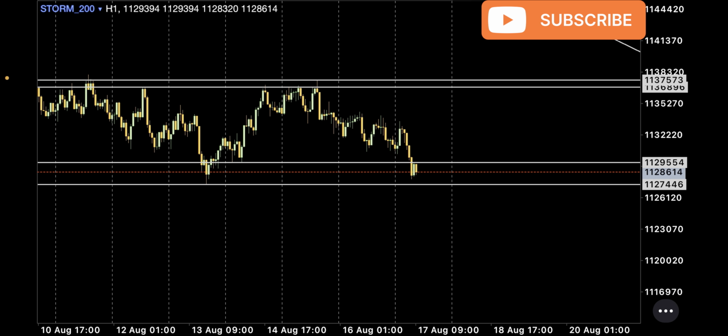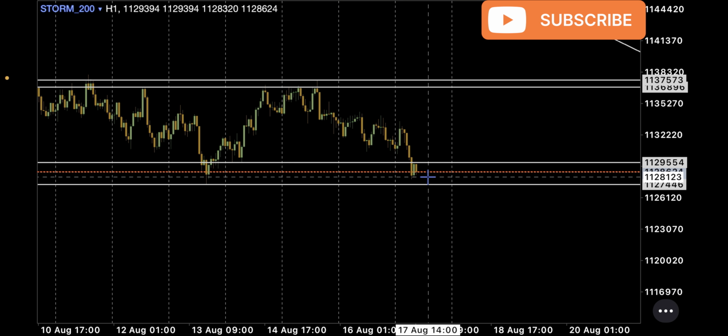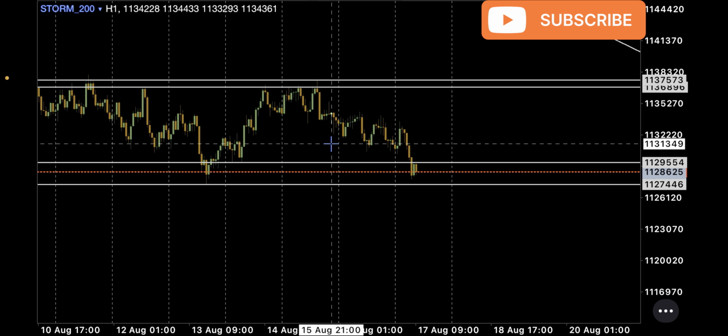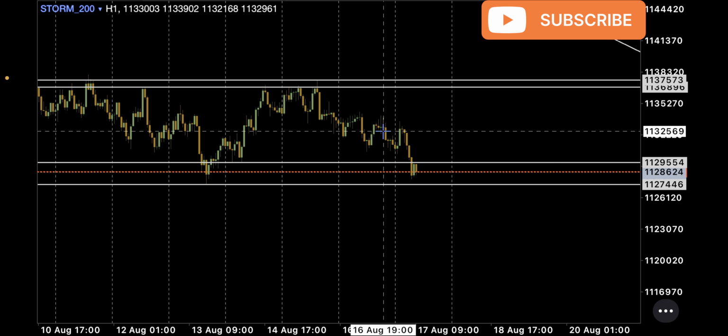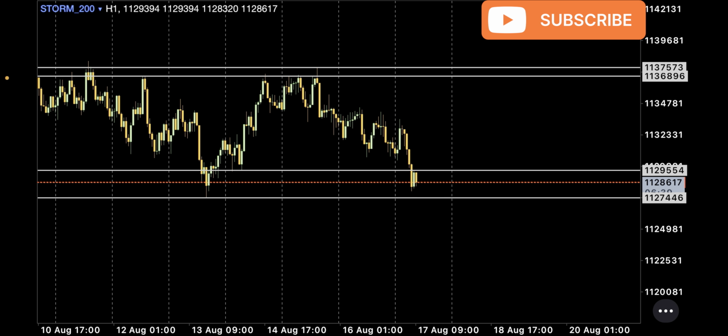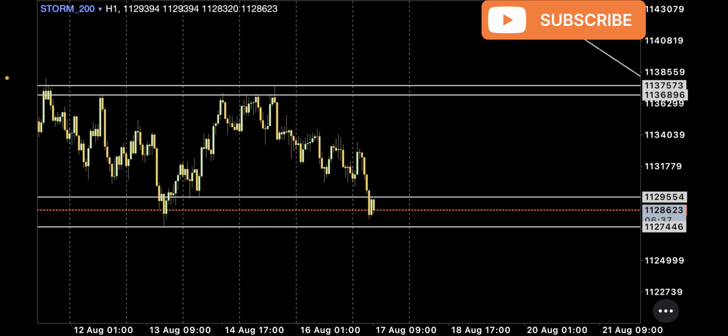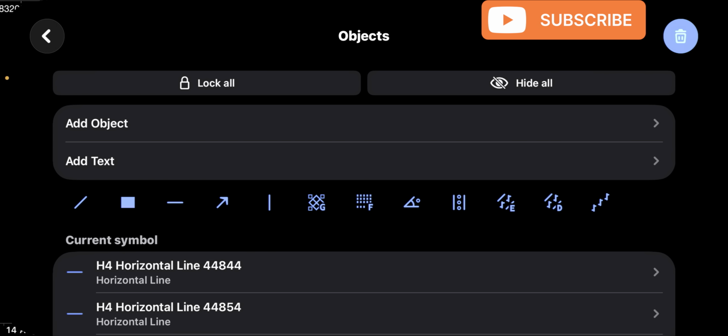So the current market is around this area. This is the current market, understand? So let's see if we can put on some trend line.